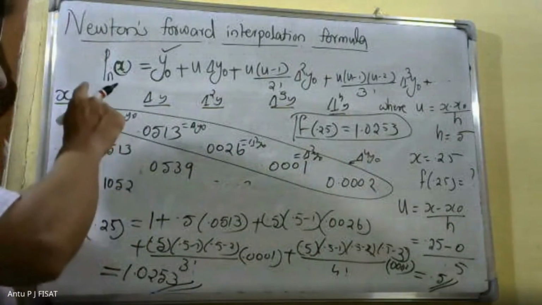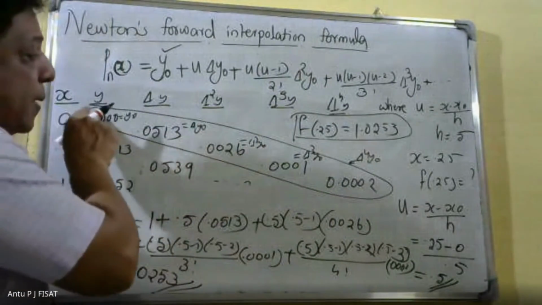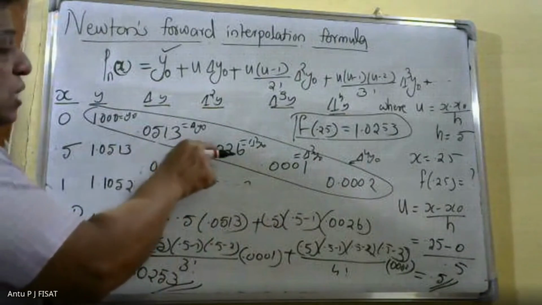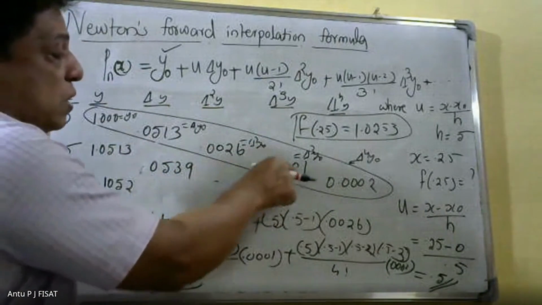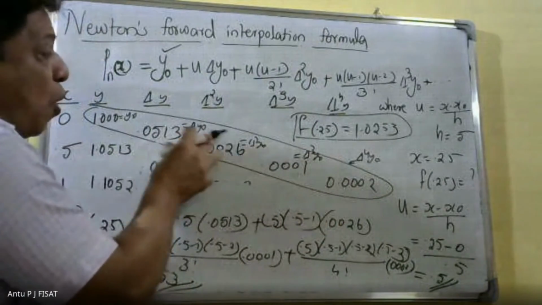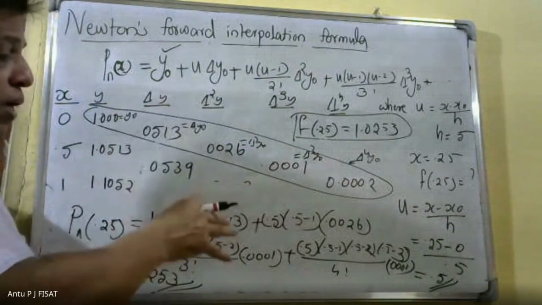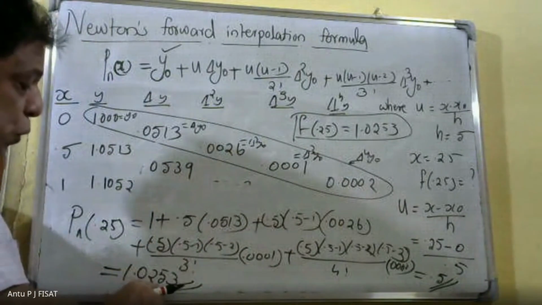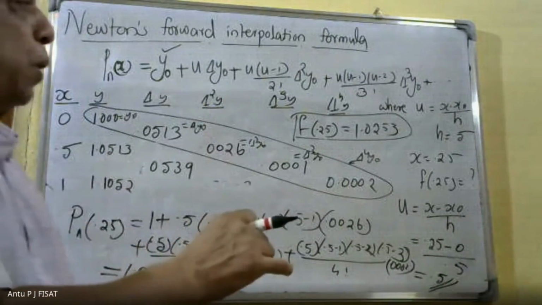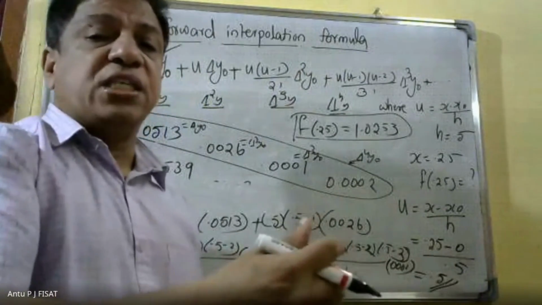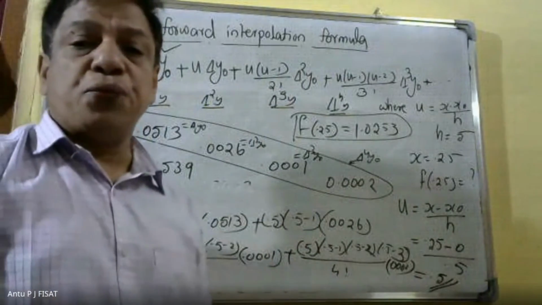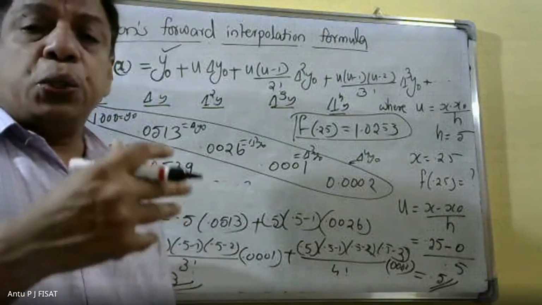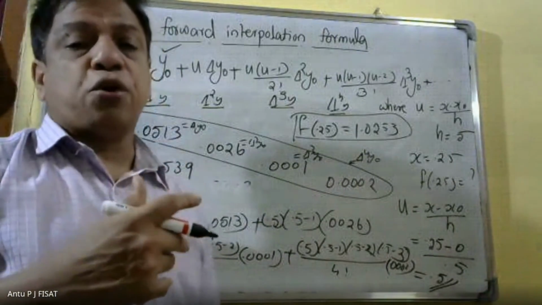From the table, we take the upper diagonal elements. This is y naught. This is delta y naught. This is delta square y naught. This is delta cubed y naught. This is delta raised to 4 y naught. Substituting all the values in the given formula and calculating, we get the value of the function equal to 1.0253. That means when x is equal to 0.25, the corresponding value of y is equal to 1.0253. This is the procedure for calculating the value by using Newton's forward interpolation formula.